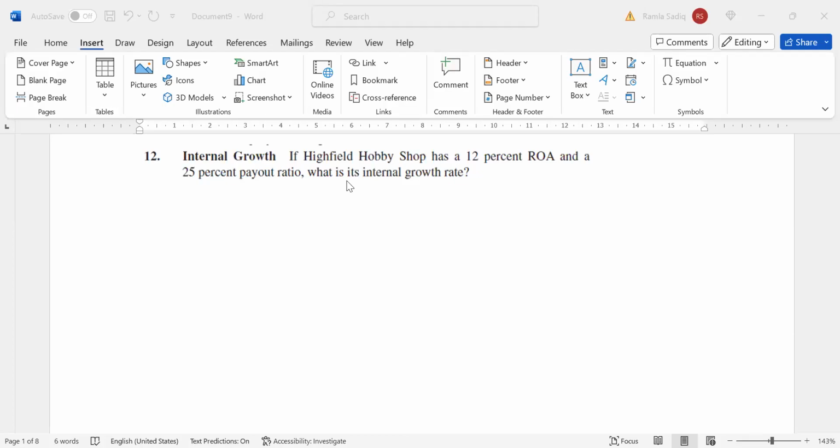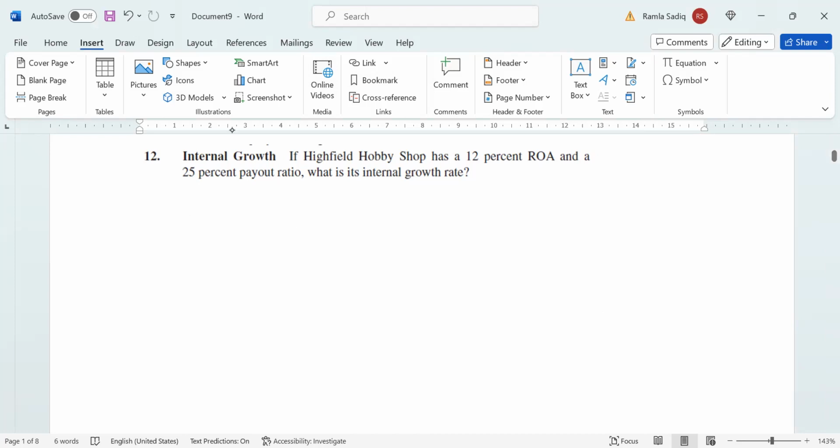Right now, in terms of long-term financial planning, we're going to look at how to calculate internal growth rate. In this particular scenario, we have: if Highfield Hobby Shop has a 12% ROA, that's a return on assets, and a 25% payout ratio, what is its internal growth rate?